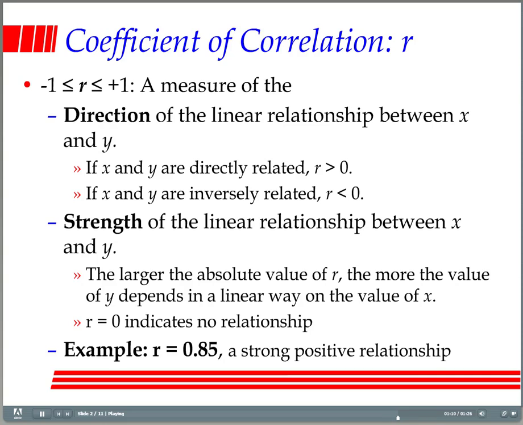For example, a value of r equals 0.85 is a strong positive relationship. An r value that gets close to 0 indicates that there's no relationship between x and y, or that it's extremely weak.